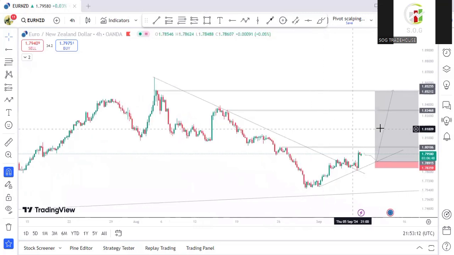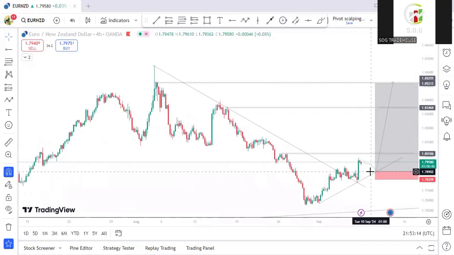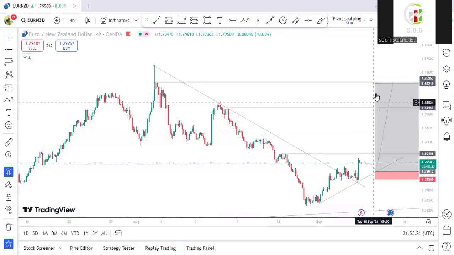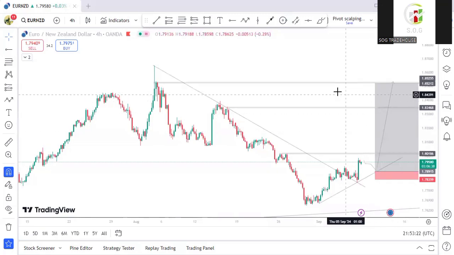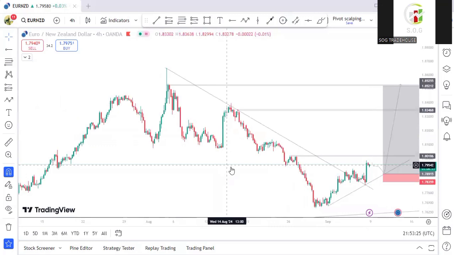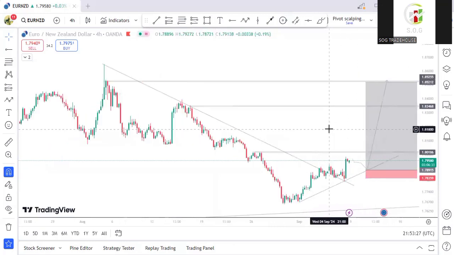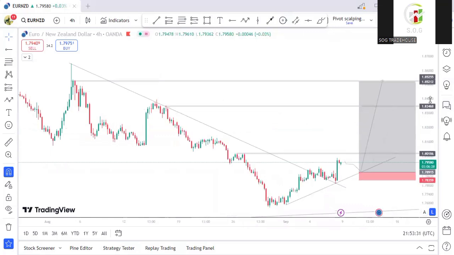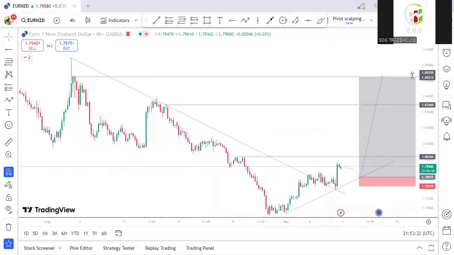So the best thing for us to do is to wait for the market to come back to the trend line. And if we get our candlestick pattern on this trend line, we execute our trade and target the next high. So this is my analysis on Euro NZD, a straightforward analysis similar to the GBP NZD analysis. So next on my list is USD CAD.